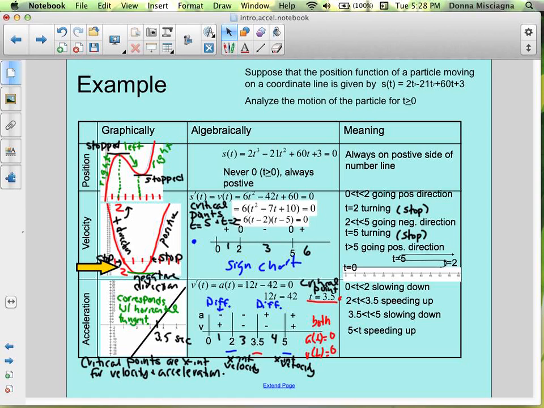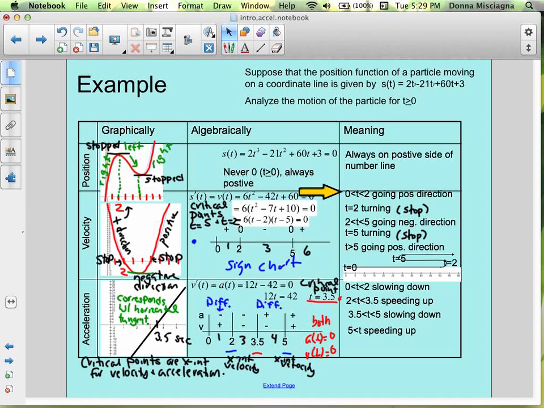So we're moving in a negative direction from 2 to 5 because of velocity, and we can tell that because the velocity curve is below the x-axis. Notice that the velocity curve also has a horizontal tangent, and it looks like it's right between 3 and 4, so 3.5. Now let's take a look at the meaning of what we see. From 0 to 2, based off our velocity curve, we're moving in a positive direction. At t equals 2, we're turning. You have to stop to turn.